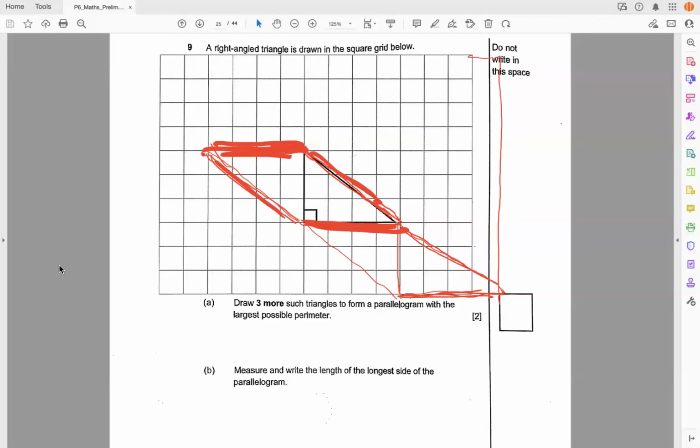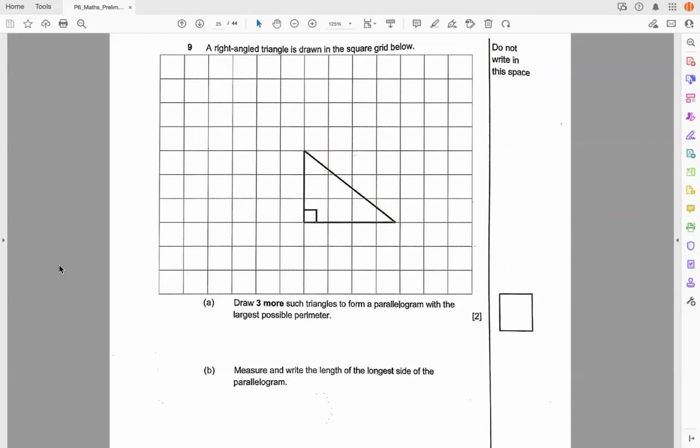But in my earlier diagram, I did not expose the second longest side. That is because I can't. The grid does not have this column here. This grid stops until here. But if this grid extends to here, then the answer is this. You got it or not? If the grid extends to here, the answer will be like that. But because the grid stops here, the answer is like that.